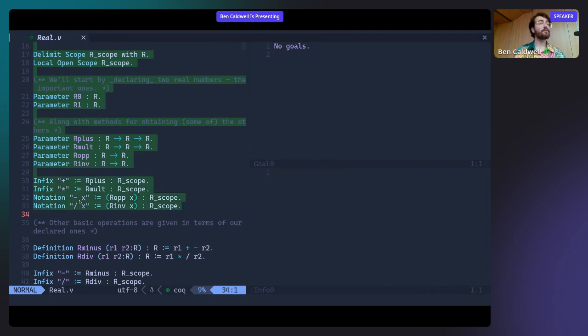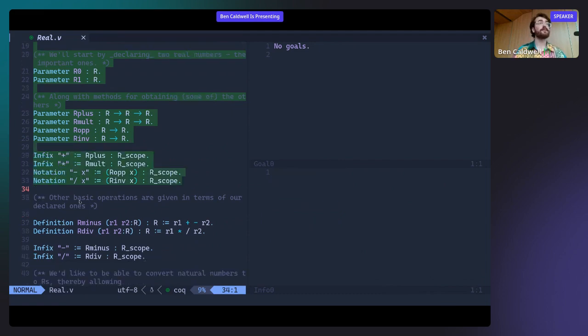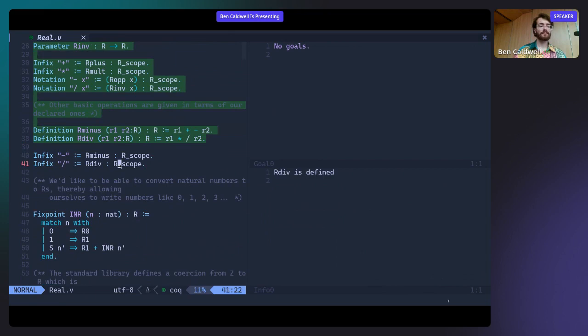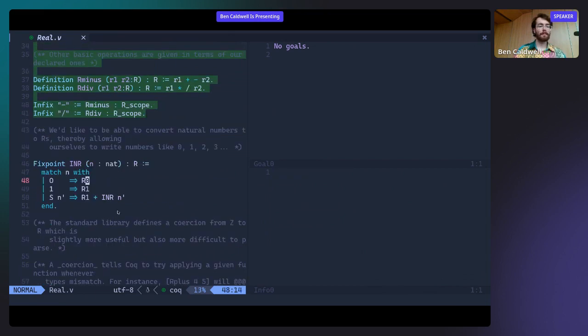We can give these nice notations, so that when we're actually looking at these equations, we can make sense of them. And then we define minus and div in terms of these other operations, right? So minus is just going to be plus the opposite, and div is going to be multiplied by the inverse. And we give those the same notations that you would expect.